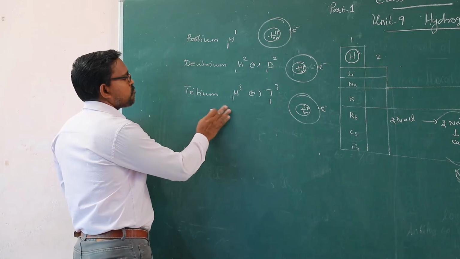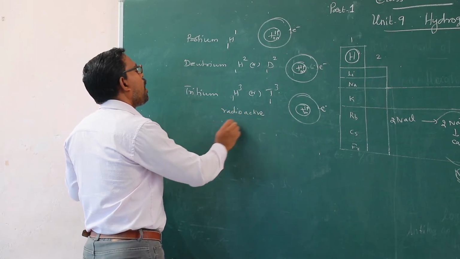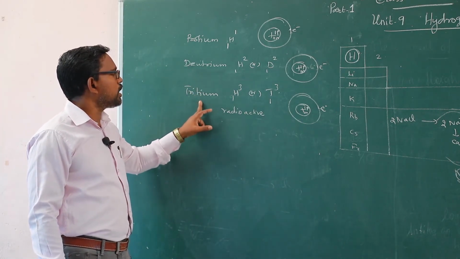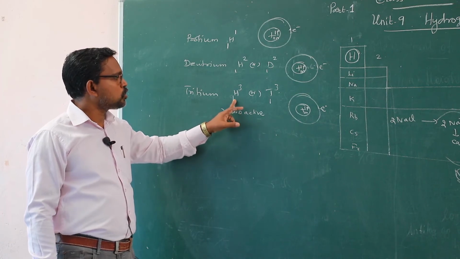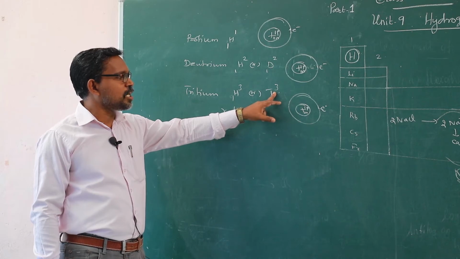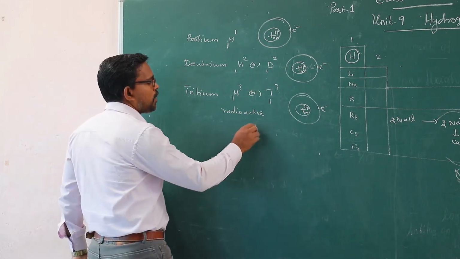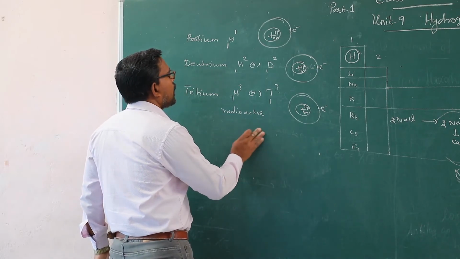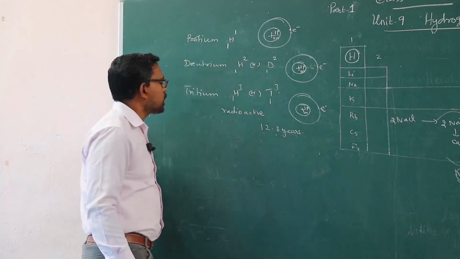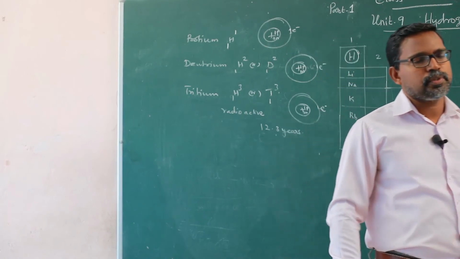Tritium is the radioactive isotope of ordinary hydrogen. It is H13, atomic number 1, mass number 3, or T13, radioactive in nature. The half-life period of tritium is 12.3 years. So these are the isotopes of hydrogen.